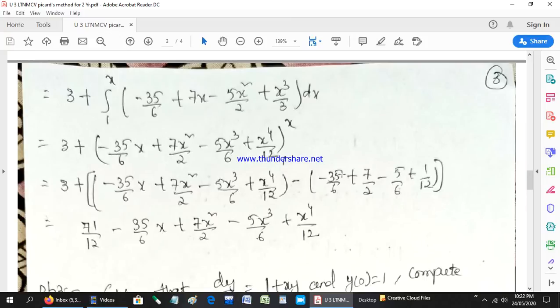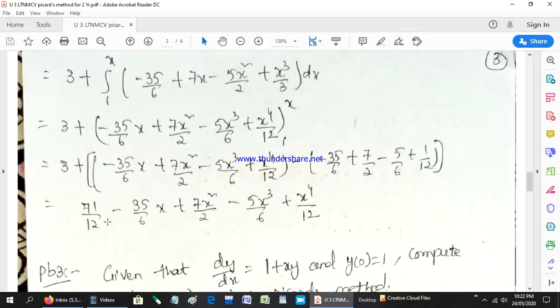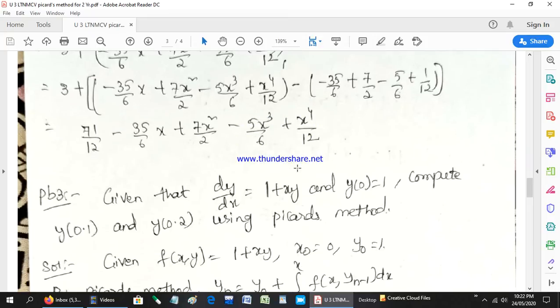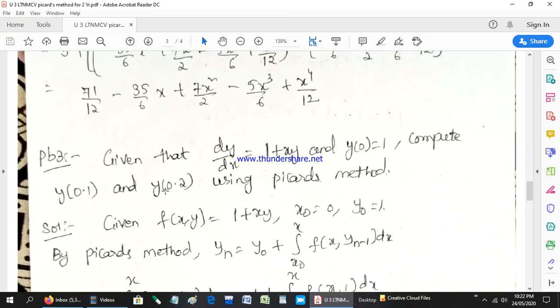Minus the lower limit for putting x is equal to 1. So this limit will give you 71 by 12 minus 35 by 6 into x plus 7x square by 2 minus 5x cube by 6 plus x power 4 by 12. Now this is the third approximation for this problem.